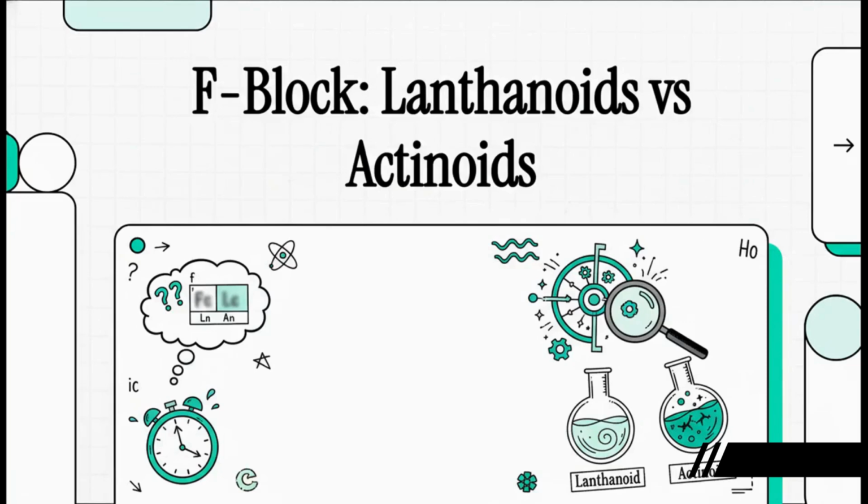All right, CUET aspirants, listen up. The exam's getting closer. I know the pressure's building, and there's one tricky little section of the periodic table that just loves to gobble up marks. I'm talking about the F block. Lanthanoids, actinoids. On paper, they kind of blur together, right? Well, they're not the same. Not even close. And today, we're going to crack this thing wide open.